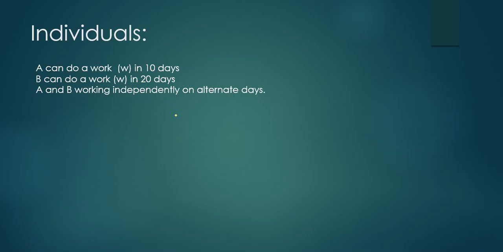See here. A can do a work in 10 days and B can do the work in 20 days. Assume the total work as the LCM of 10 and 20, that is nothing but 20 units. Number of days required if they work together. What happens if they work together? They can complete the work in 20 by 3. How many units will A do? 2 units per day. B will do 1 unit per day.